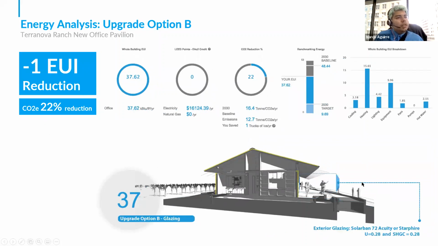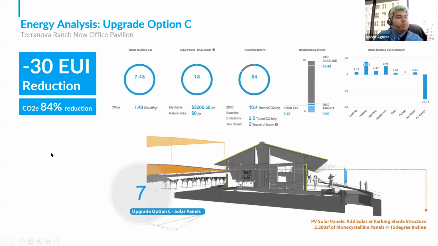Option number two, additional or higher performance glazing. So they were looking at SolarBan 72. This wasn't going to be an incredibly expensive upgrade, and it didn't have as much return. So we just saw 1 EUI reduction and an additional 2% CO2 reduction. This is one of the options that the client decided not to go with. They kind of picked which ones made sense, which ones didn't.